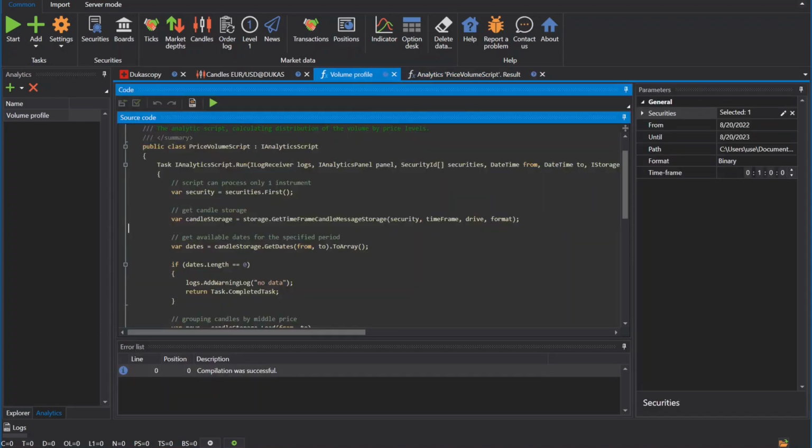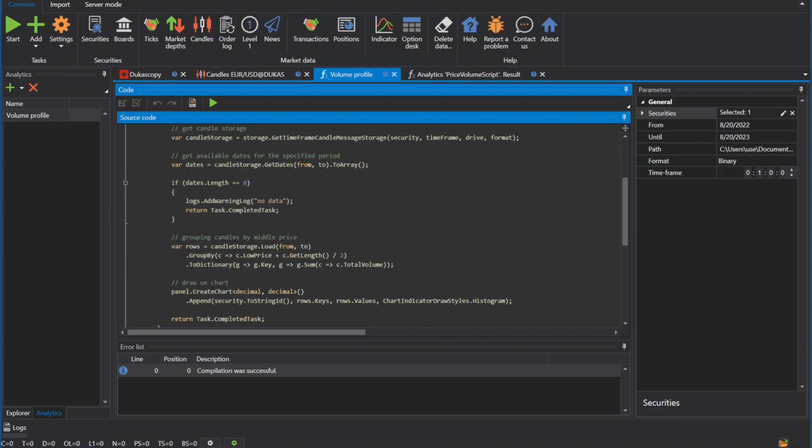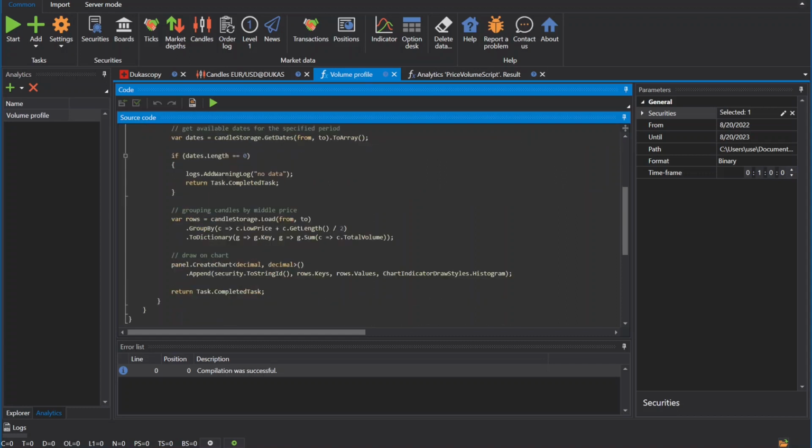Now, let's provide a brief description of what this script does, line by line. The first line fetches the security, and since we have only one security, which is Euro to US dollar in this case. The second line retrieves the candle storage for a specified time frame, in our case, it's 1 hour. Then, we gather the required dates and check if we have the necessary data or not. Now, the following lines are where the magic happens.